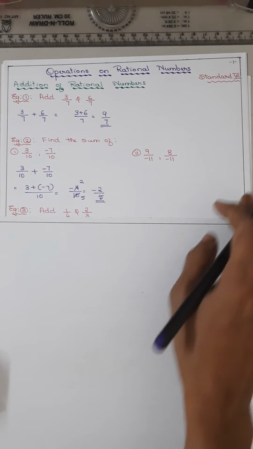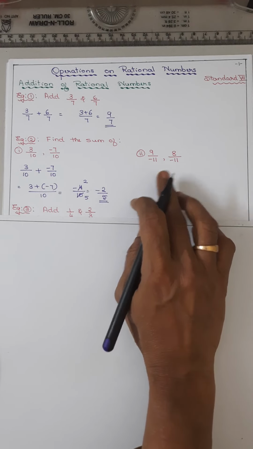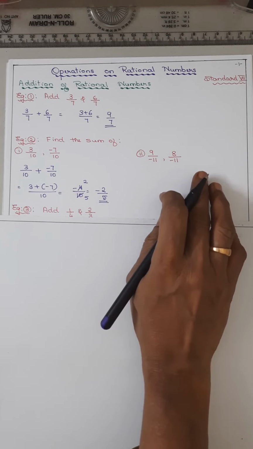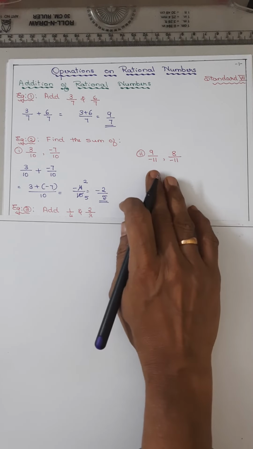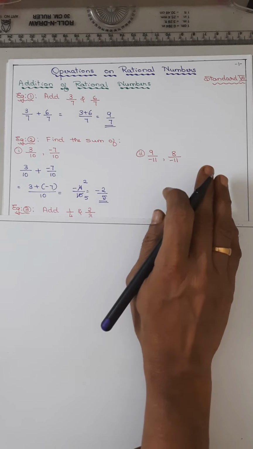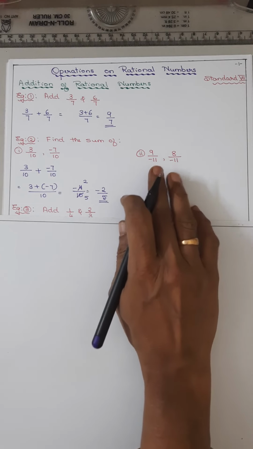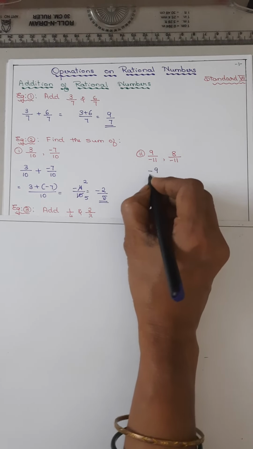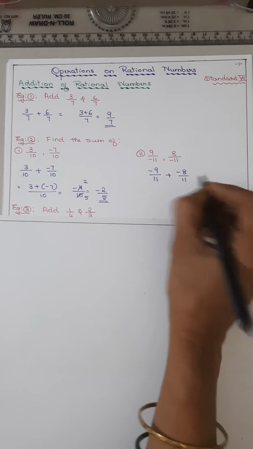Okay. Now coming to the second one, here it is 9 by minus 11 and 8 by minus 11. When the denominator is negative, first convert into positive. Already you know how to convert the negative denominator to positive. You have to multiply by minus 1. So here we can write, when you multiply numerator and denominator by minus 1, this will become minus 9 by 11 plus minus 8 by 11.